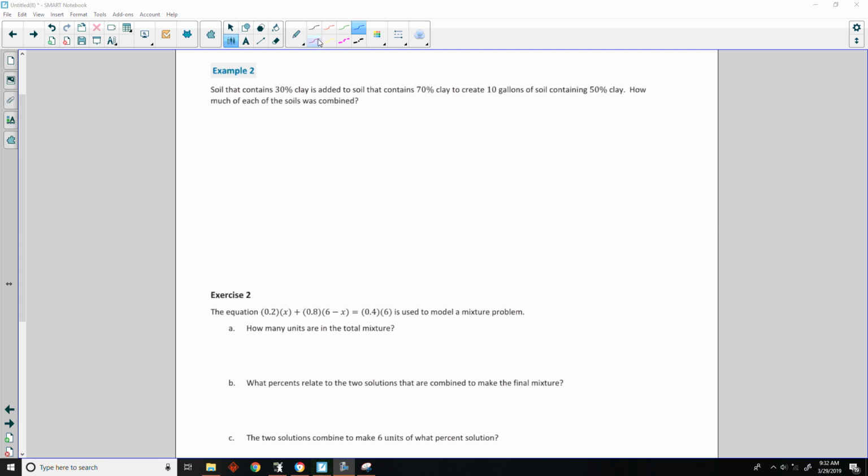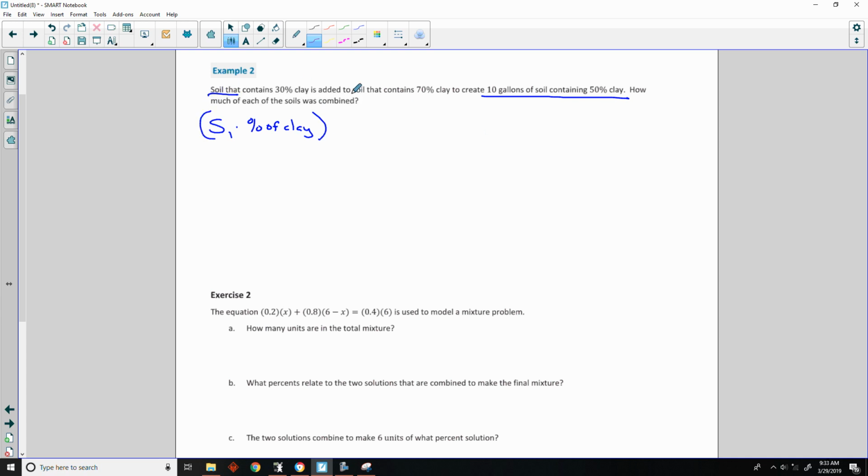Okay, example 2 says, soil that contains 30% clay is added to soil that contains 70% clay to create 10 gallons of soil containing 50% clay. All right. So we take first soil amount. I'm going to call it S sub 1. And I'm going to multiply that by percent of clay. I don't want to write out soil, first soil amount, second soil amount. So let's start using subscripts here. So S sub 1, soil from the first soil amount, times the percent of clay.